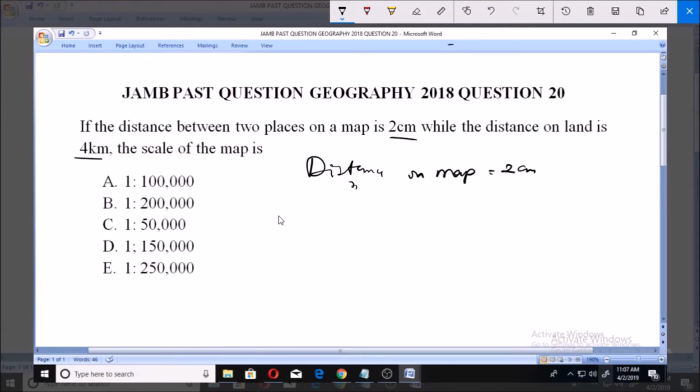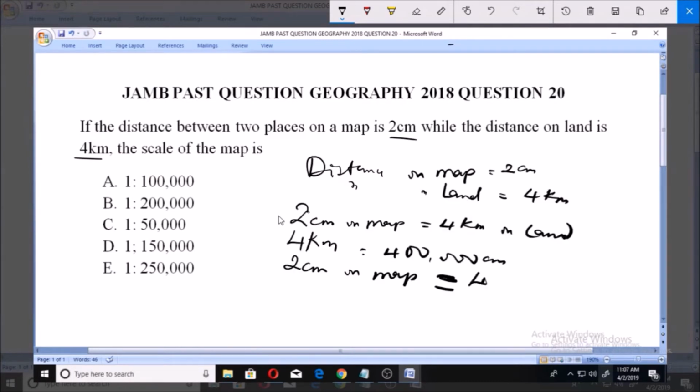Now, we all know that 4 kilometers is the same thing as saying 400,000 cm. So in essence, instead of 4 kilometers, we are now having 2 cm on map as against 400,000 cm on land. You see that we are trying to bring it to be cm on both sides.